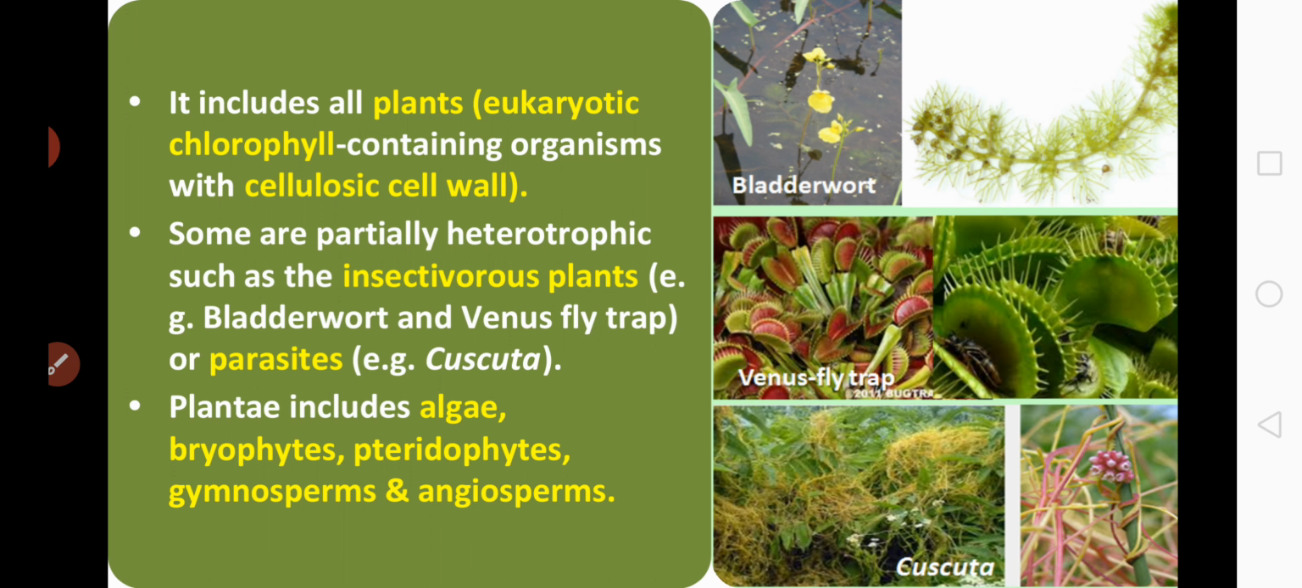Examples for heterotrophic members are insectivorous plants like bladderwort and Venus flytrap. And the example for a parasitic plant is Cuscuta. Okay.